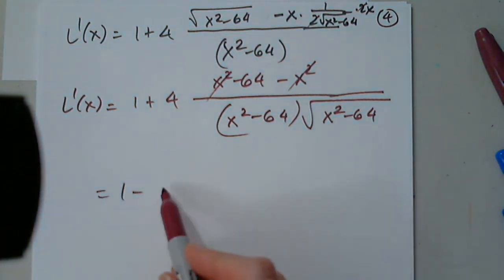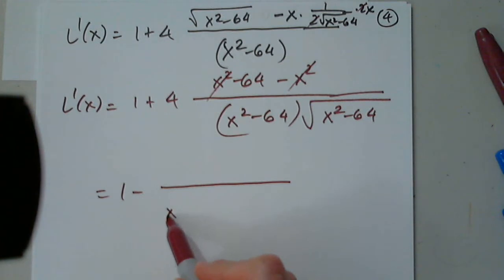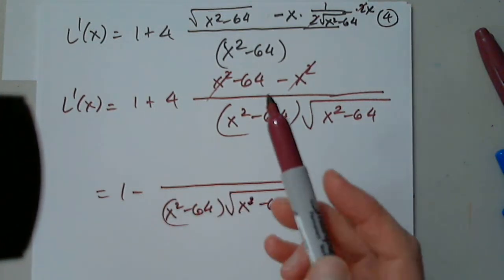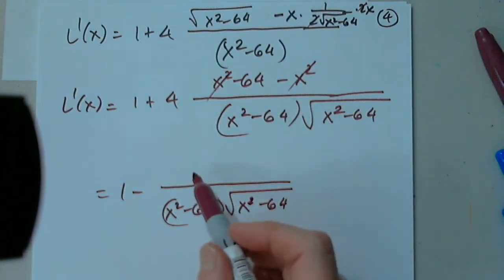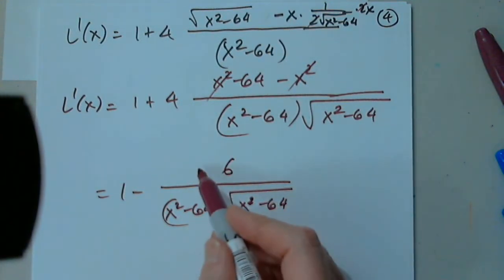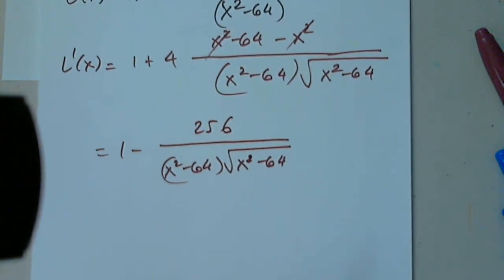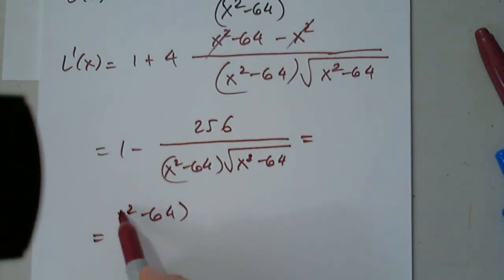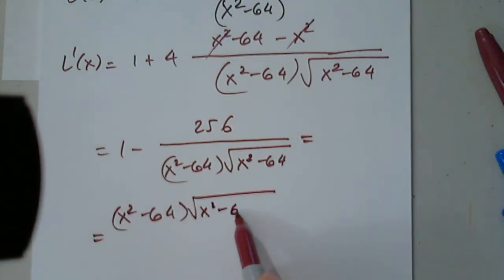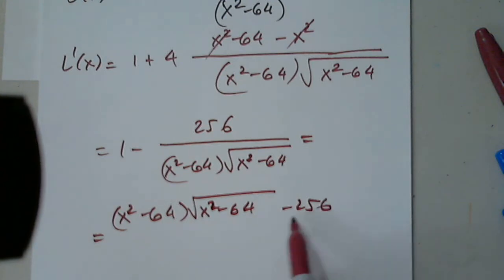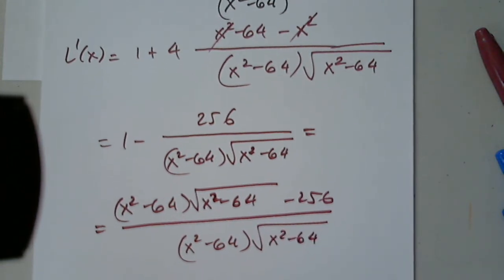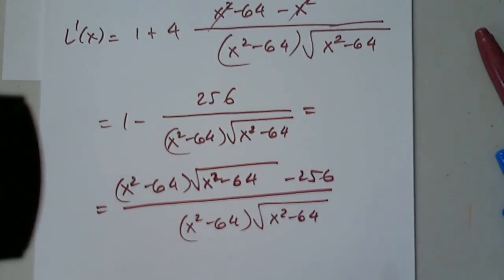So 1 minus x squared minus 64, the square root of x squared minus 64. And here I have 256. And then x squared minus 64 and the square root of x squared minus 64 minus 256 over x squared minus 64, the square root of x squared minus 64. Okay.